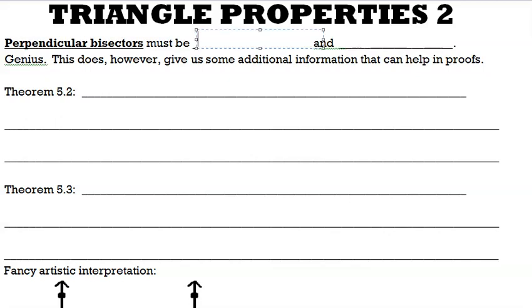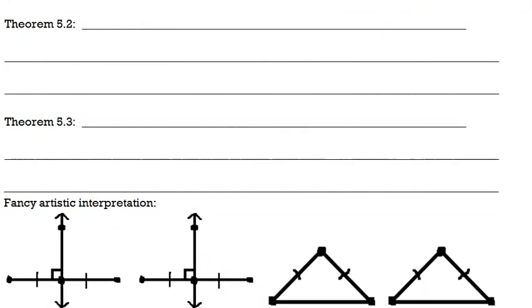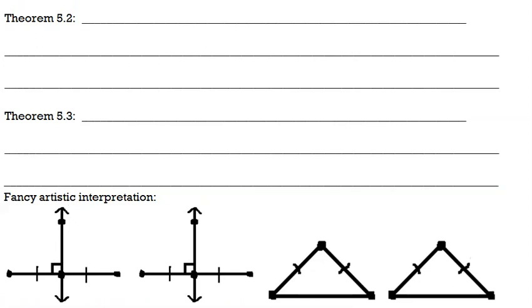Starting with a perpendicular bisector, it's probably not a big surprise to anyone that perpendicular bisectors must be perpendicular and they must be bisecting. So a perpendicular bisector basically takes a segment and chops it in half, and it is also perpendicular to the segment. We're going to get into some pictures of that later. Right now, we're just going to jump into some theorems that go with it. And there is a lot of writing. If I go too fast, feel free to just pause the video.